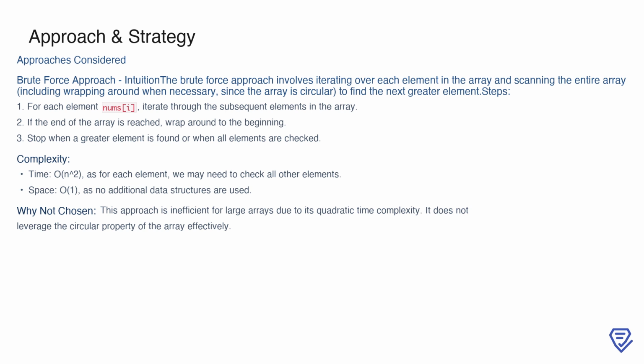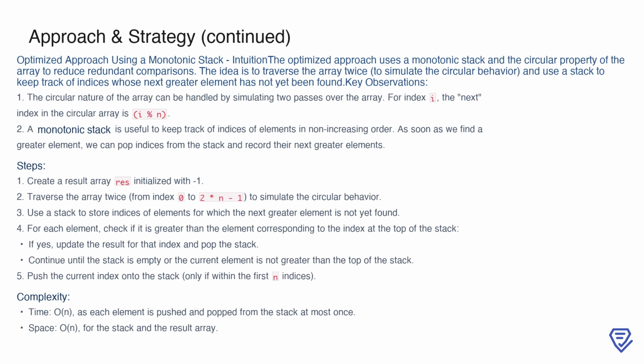While this approach is easy to understand and implement, it has significant drawbacks. The time complexity is O(n^2), because, for each element, we could potentially examine all other elements. It is also worth noting that the space complexity is O(1), as no additional data structures are used. However, the inefficiency of this approach, especially for large arrays, and its inability to fully take advantage of the circular nature of the problem make it less desirable. This is why we need a more optimized solution. A better solution is to use an optimized approach with a monotonic stack.